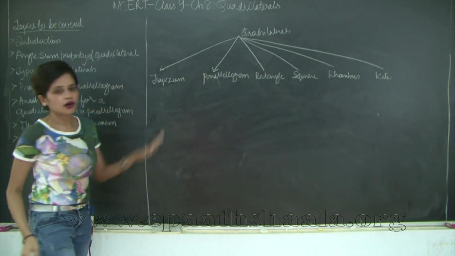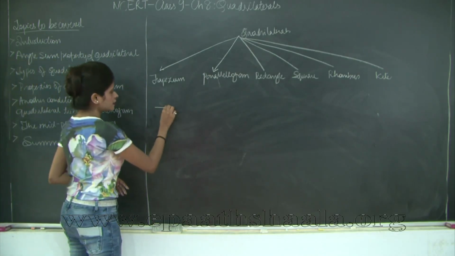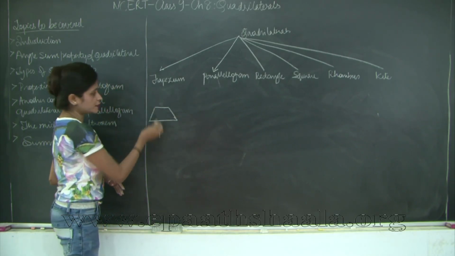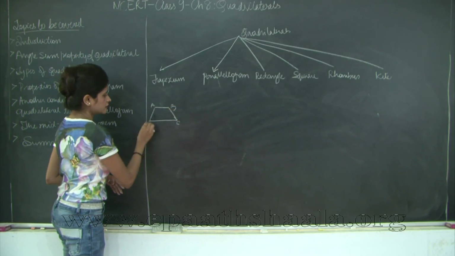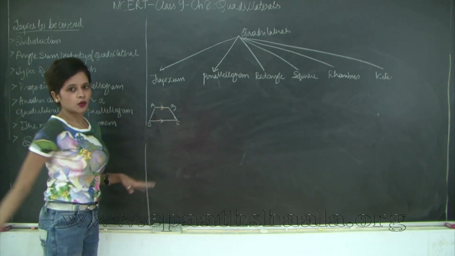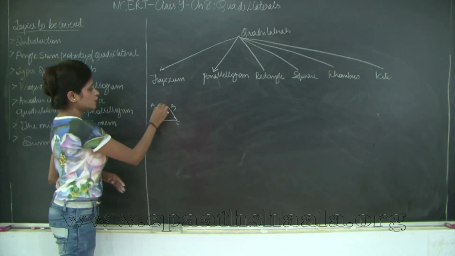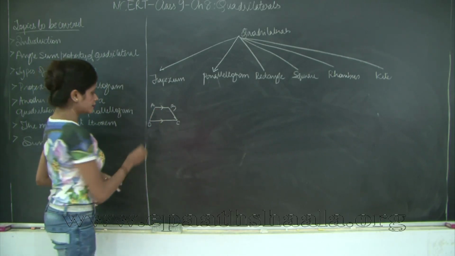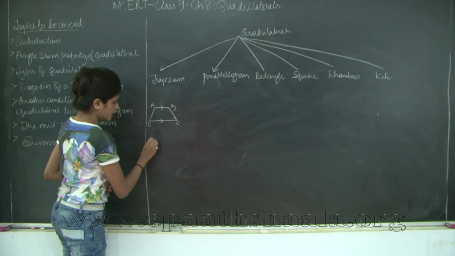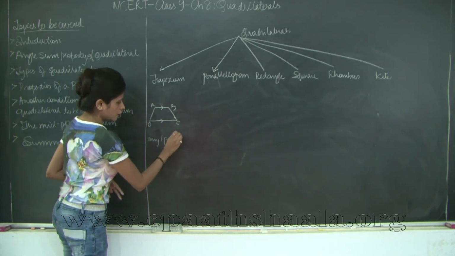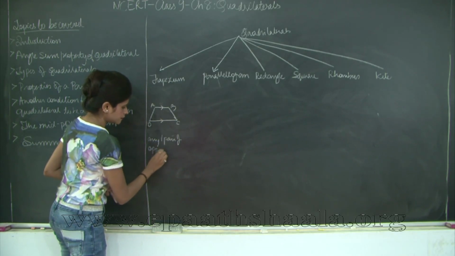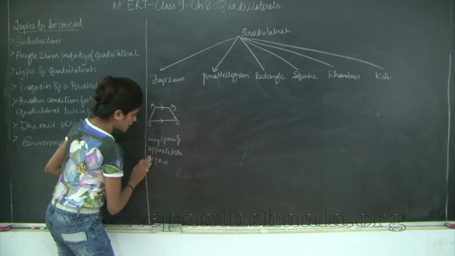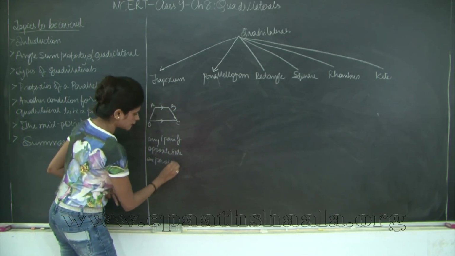So let us see first of all what they look like. A trapezium will look something like this. So if this is my trapezium ABCD, then AB will be parallel to CD. So what is a trapezium? A trapezium is a quadrilateral in which any one pair of opposite sides is parallel. Right?